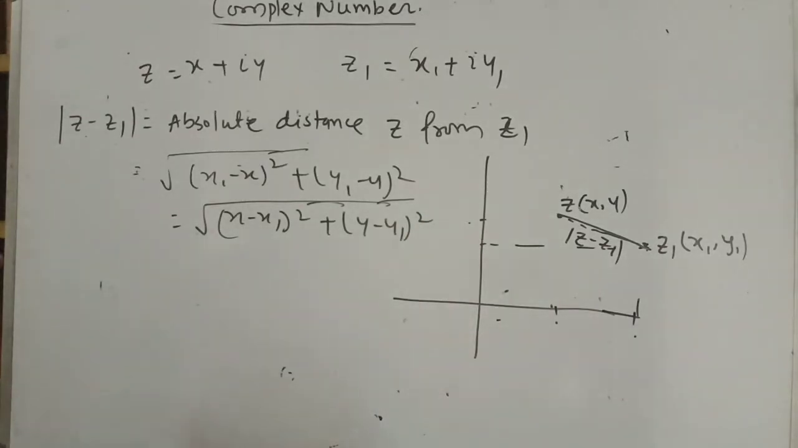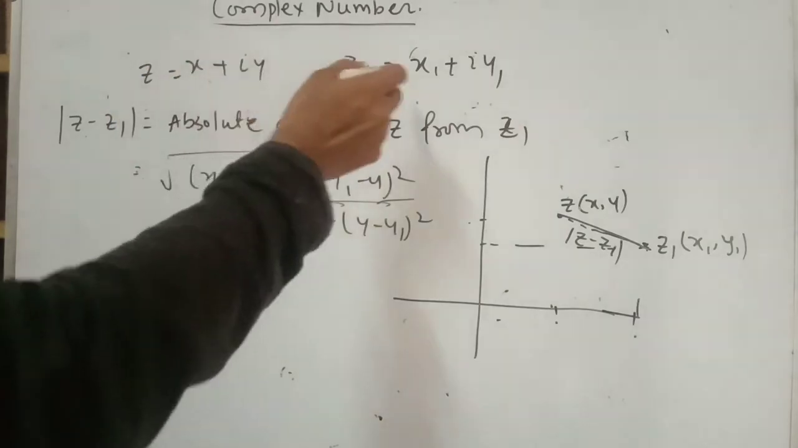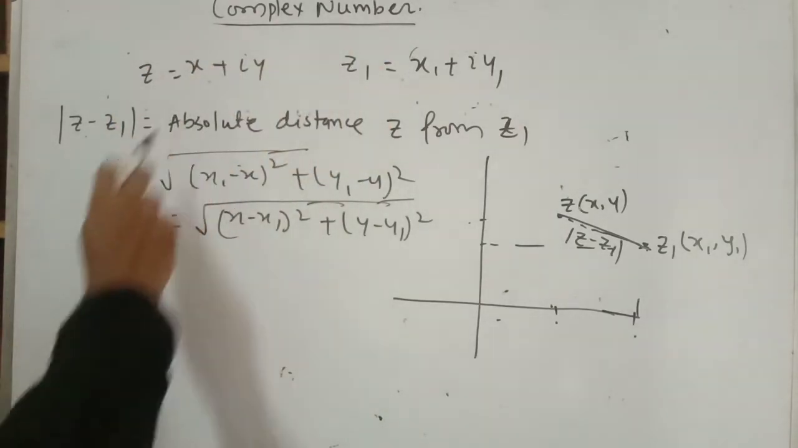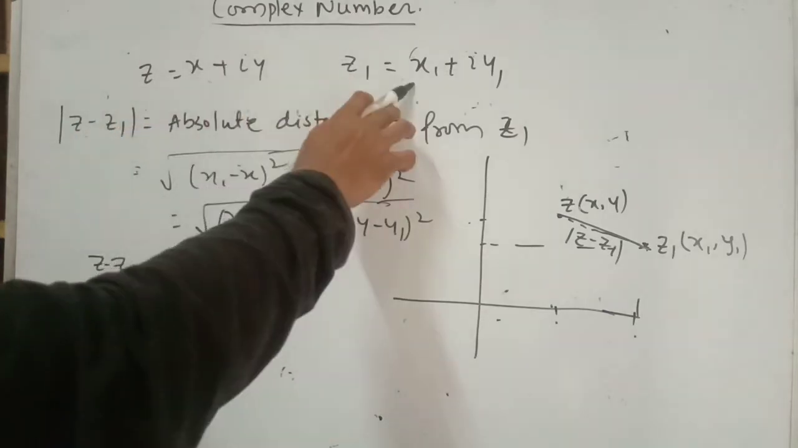Or with the help of the previous one, just by calculation. How can you find it? First you find the new complex number, so you are subtracting this complex number from this complex number.